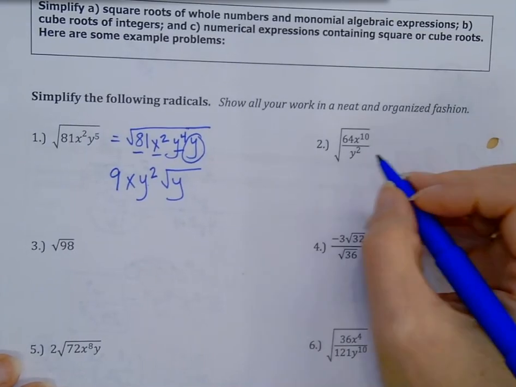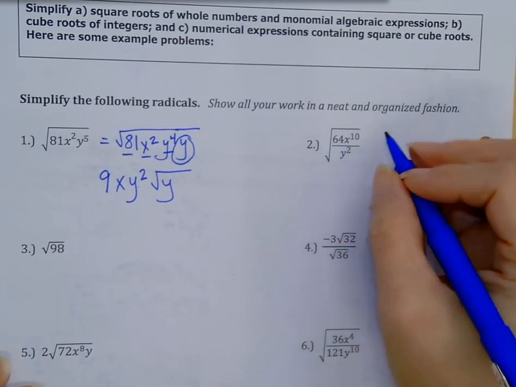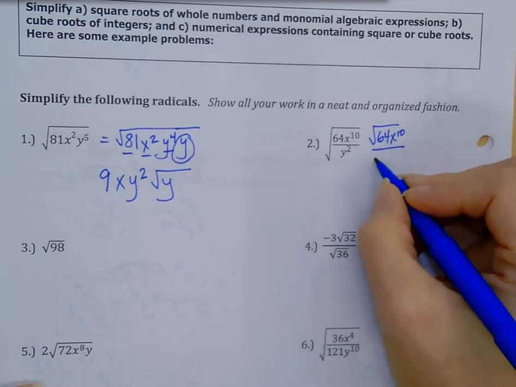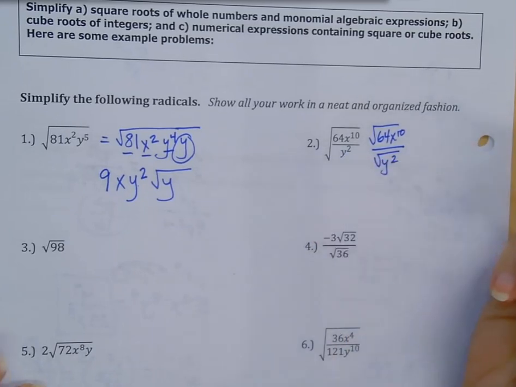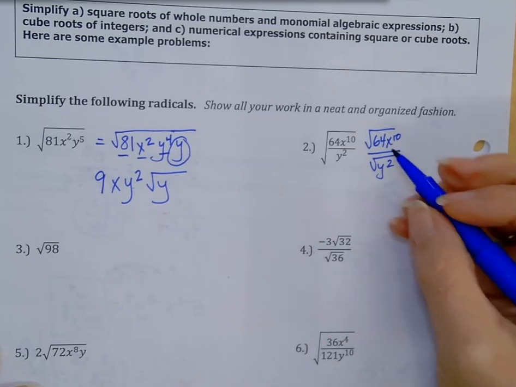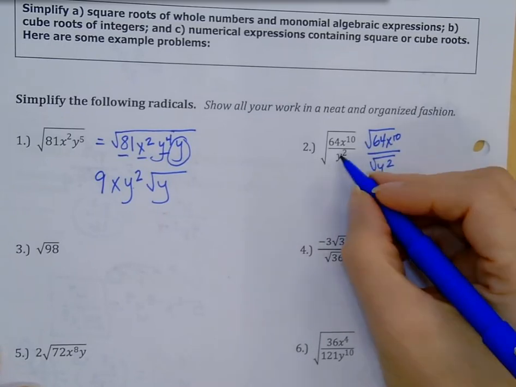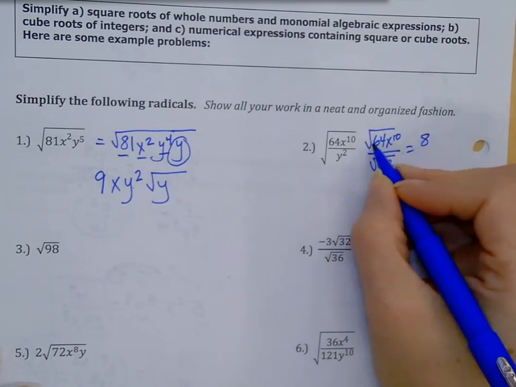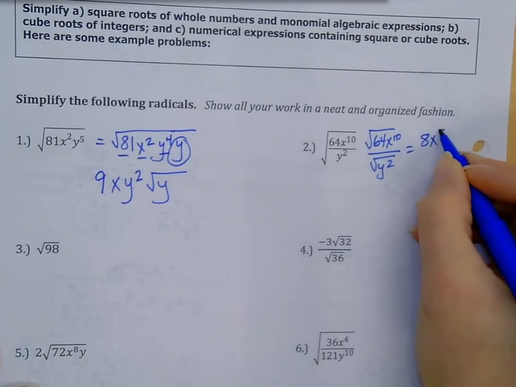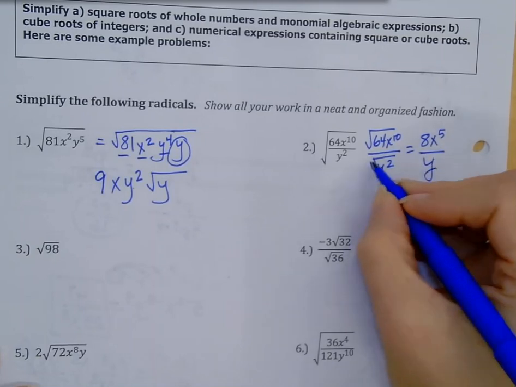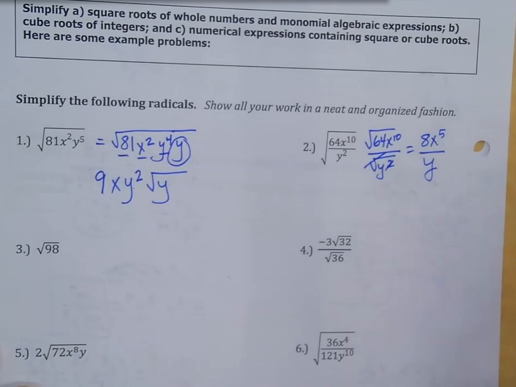Okay, on this one, I can break this up if I need to make it look like square root of 64x to the 10th over the square root of y squared. Be careful and remember that when you are breaking up a fraction that's under the radical, that you are still taking the square root or the cube root or whatever of the numerator and the denominator. Just don't lose that square root. All right, so I know the square root of 64 is 8. The square root of x to the 10th is x to the 5th, because 10 divided by 2 is 5. And the square root of y to the 2nd is y, right? Square root undoes squared. That's my answer there.